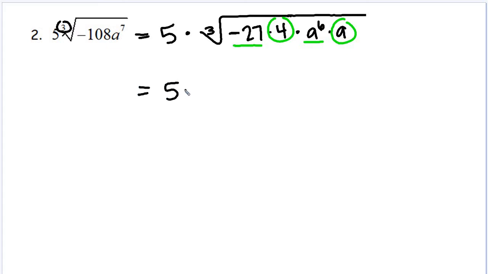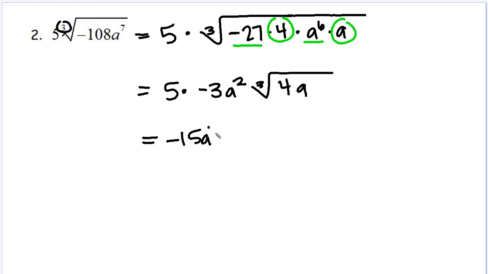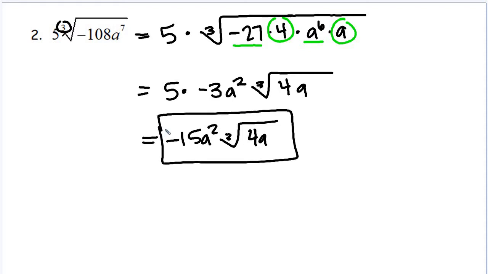So we have 5 times, the cube root of -27 is -3. The cube root of a to the 6th is a squared. 6 divided by 3 is 2, not 3, times the cube root of 4a. So the last thing I have to do is multiply: -15a squared, cube root of 4a. And that's my final answer.